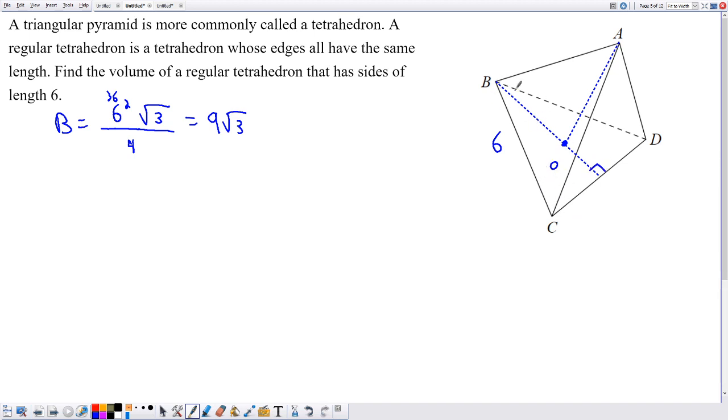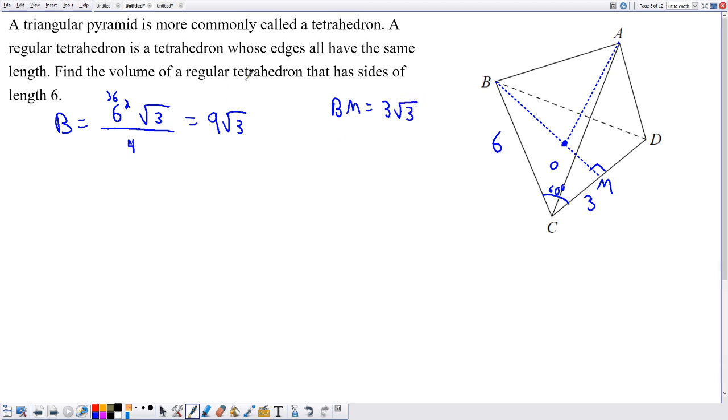So since it's an equilateral triangle, it would cut this side into 3 and 3, so we get 6 total. And because it's equilateral, this angle right here is 60 degrees. It's a 30, 60, 90, so, let's call this M, BM would be equal to 3 times the square root of 3.